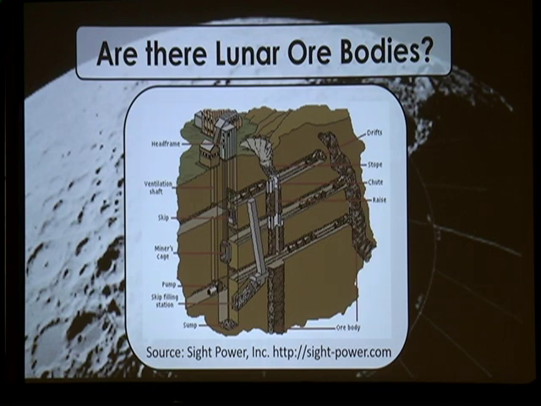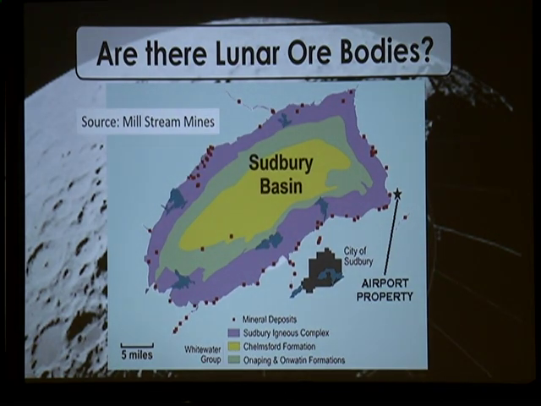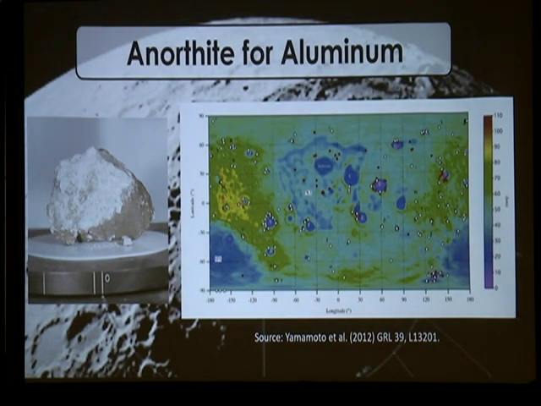Are there ore bodies? What about around impact craters? We find ore bodies on the Earth around impact craters, but those were formed not from the asteroid material, but from the native Earth minerals that were processed by the heat of the asteroid in the presence of water. The moon doesn't have water, so we don't know if there are going to be ore bodies around the impact craters on the moon. But we do know there's abundant anorthite, which is good for making aluminum.